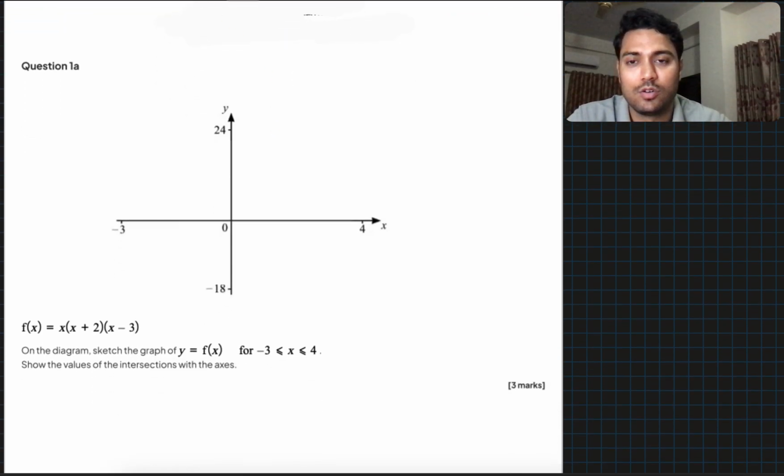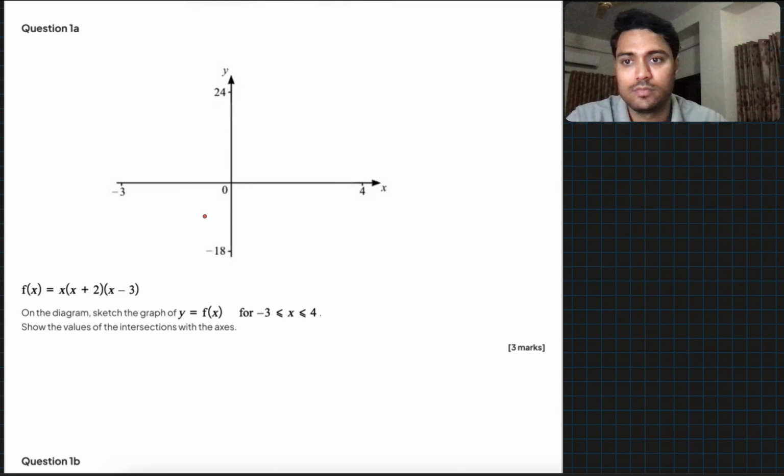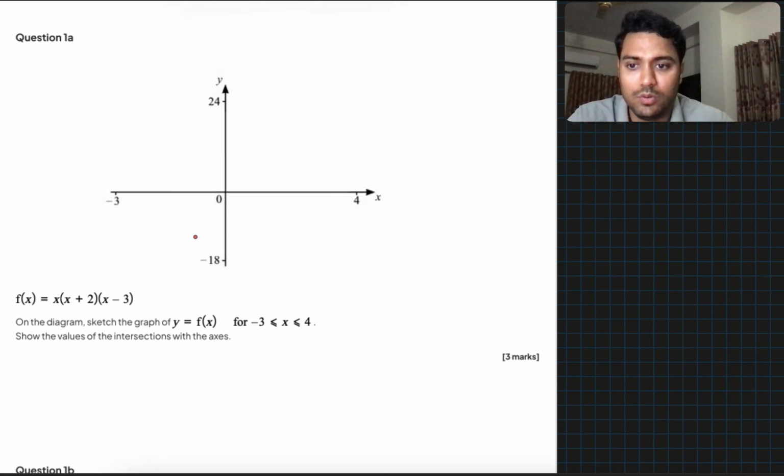So let's check question number 1. So here's a graph. The function is f of x equals x plus 2, x minus 3. On the diagram, sketch the graph of y equals f of x. So we have to sketch this diagram for negative 3 to 4. Show the values of the intersection with the axis.